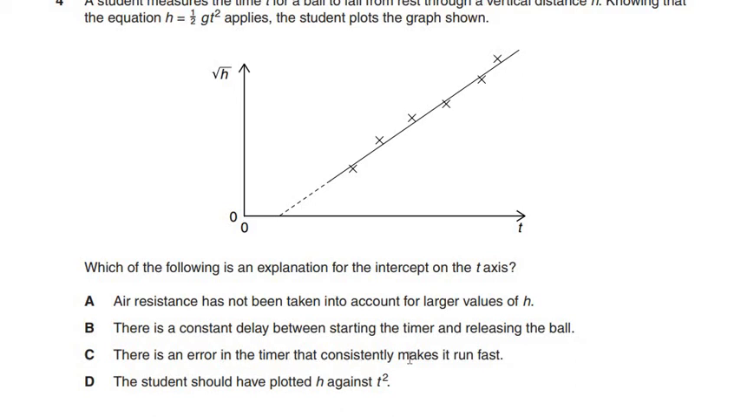There is an error in the timer that consistently makes it run fast. If that was the case, it will still pass through the origin, but it would be further out for each of the values. So it would be basically less slanted, right? So it's still passing through the origin. So yeah, that can't be the answer.